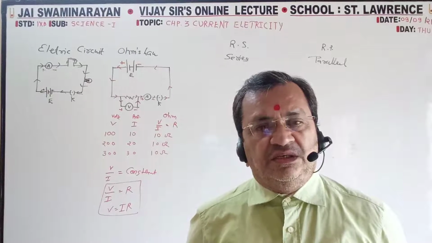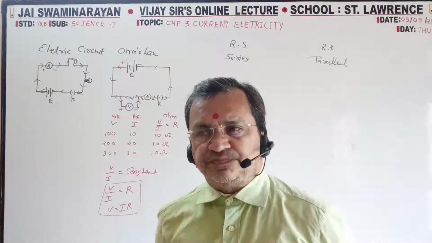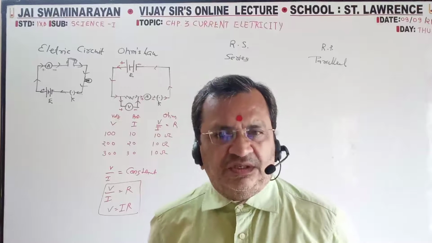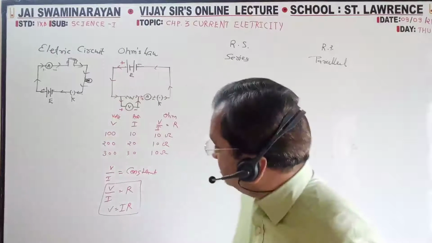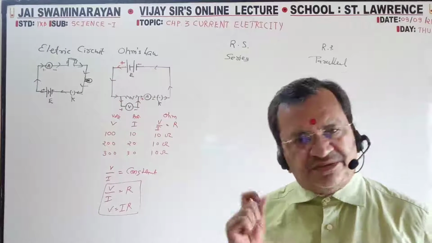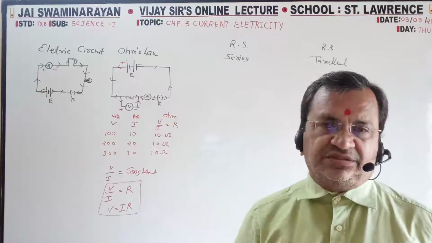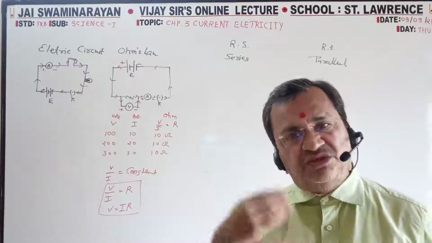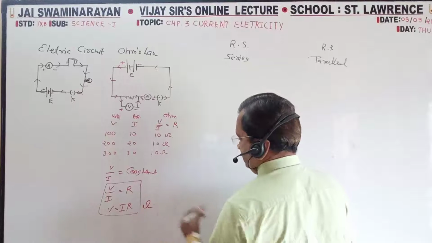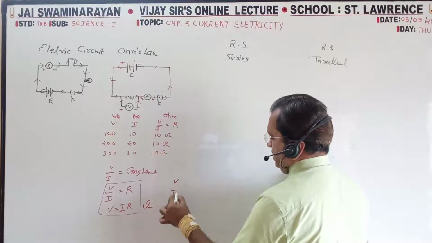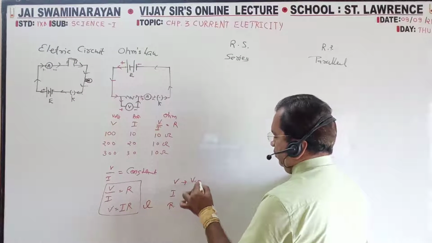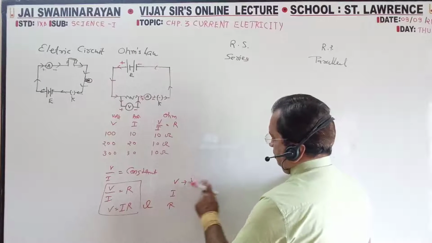This is Ohm's law. What is Ohm's law? When an electric current passes through a conductor, the ratio of potential difference and electric current will remain constant. That is resistance. The unit of resistance is ohm, O-H-M, and the sign is like this. So V, I, R. Voltmeter, and we will write voltage. Okay.